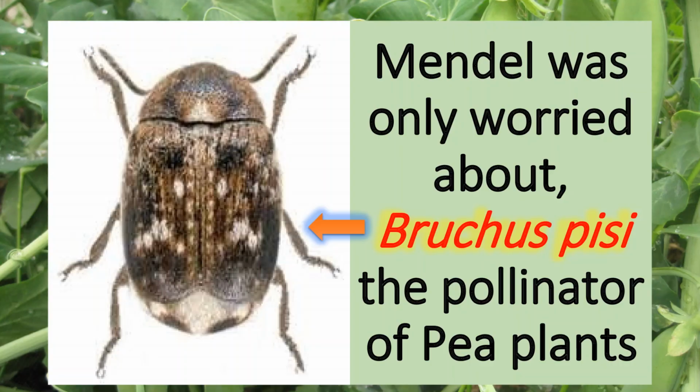And Mendel was troubled by one fellow all through his experiments, that was Brockus pisci, an insect pollinator of Pisum plants, which was actually spoiling his experiments.